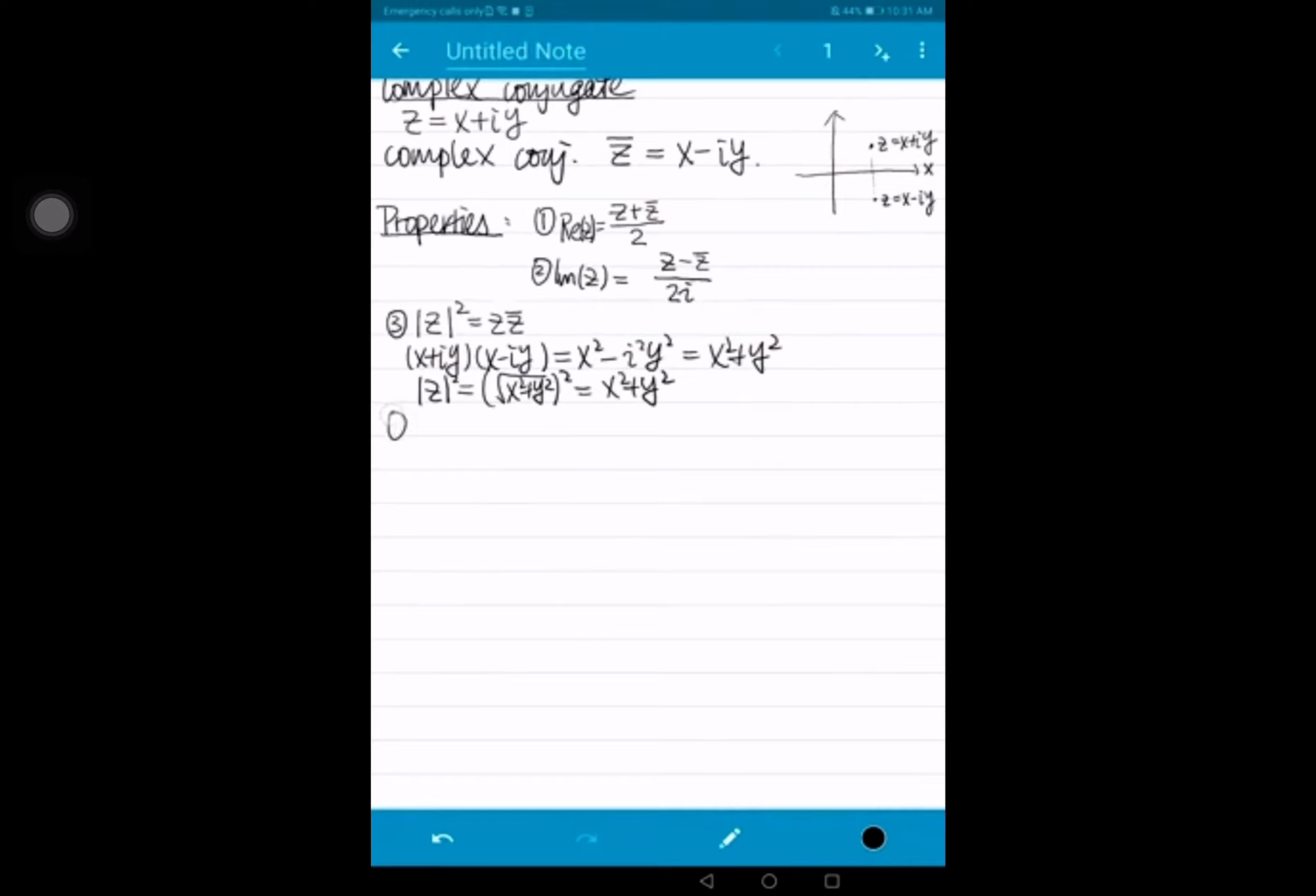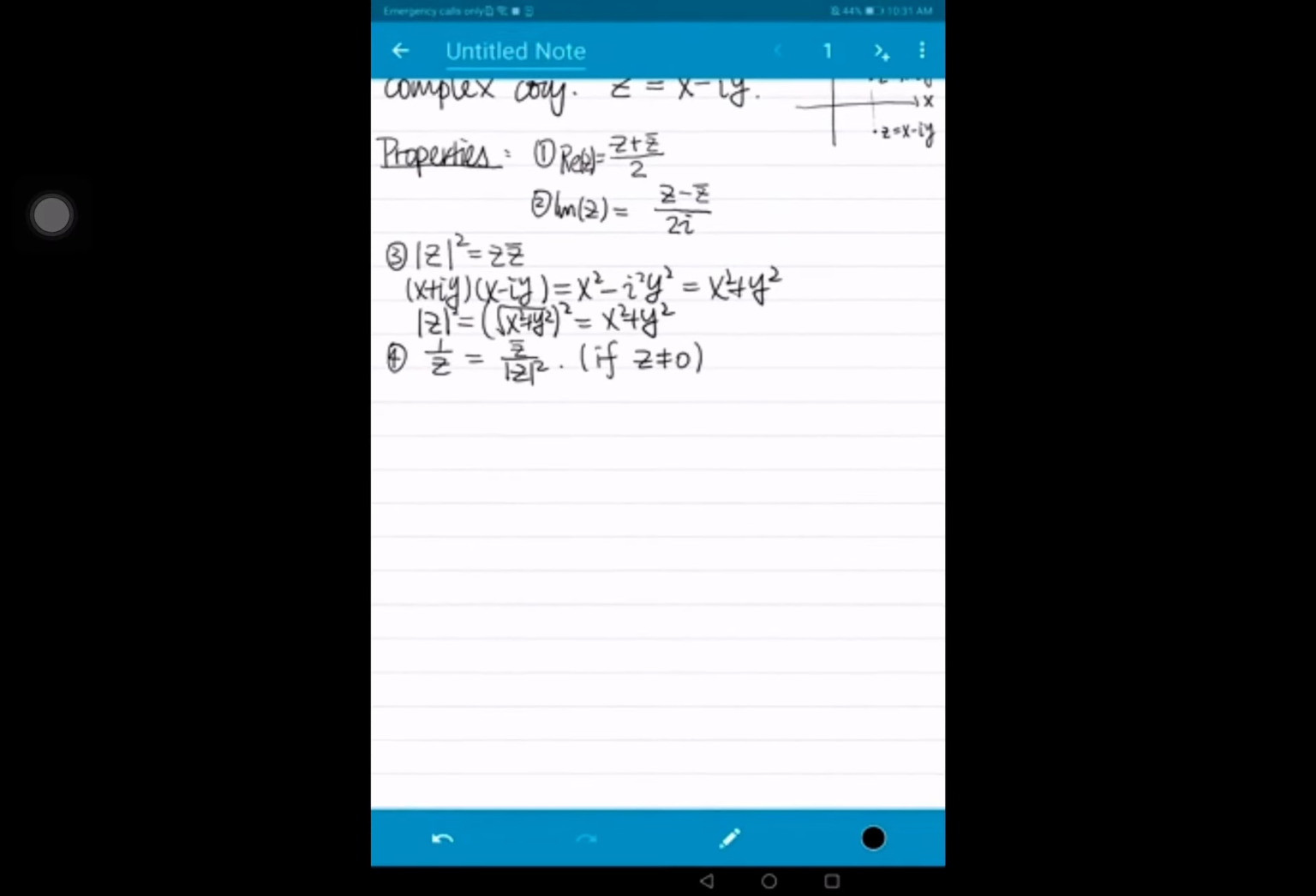is verified. And similarly, 1 over z equals z bar divided by the absolute value of z squared, and this follows from 3. And also, provided z is not 0. Okay.